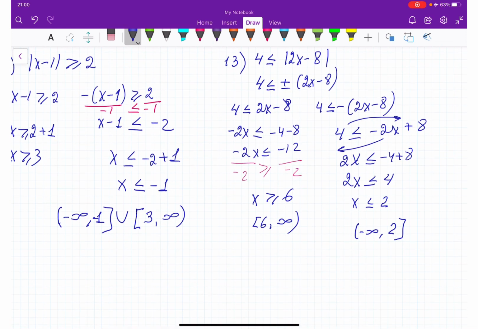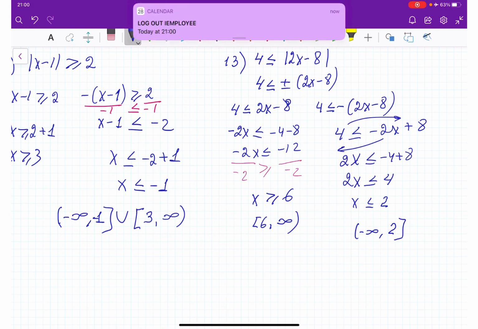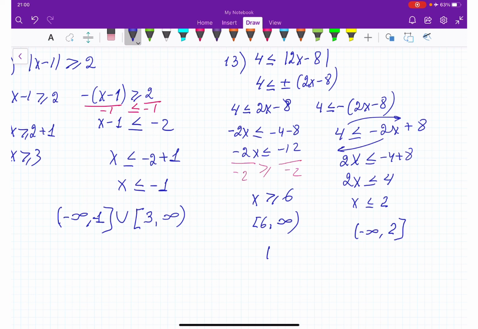So what do we have? We have either negative infinity to 2, or, let me put this symbol, or it's going to be 6 to positive infinity.